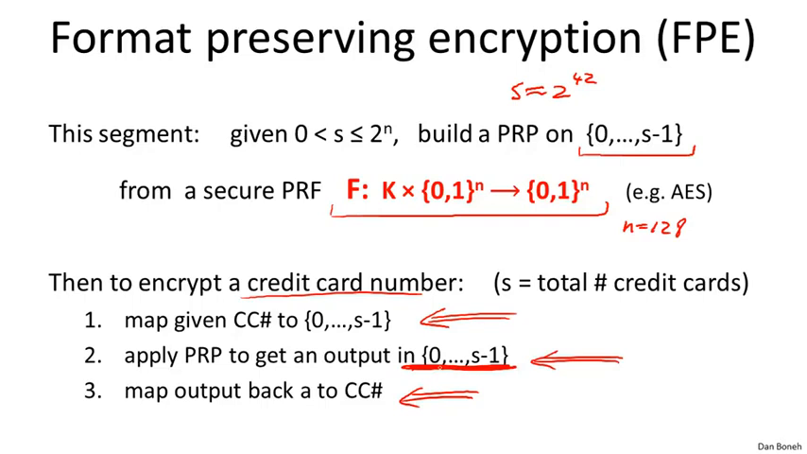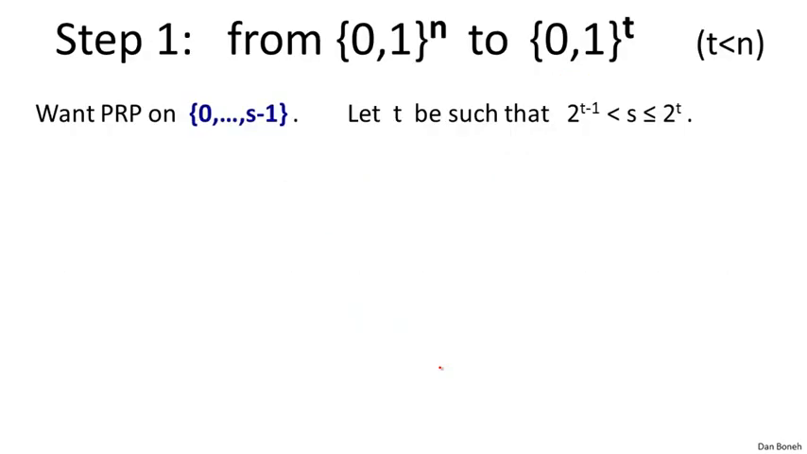So my goal is to show you how to construct this, and once we see how to do it, you will also know how to encrypt credit card numbers so that the resulting ciphertext is itself a credit card number. So the construction works in 2 steps.